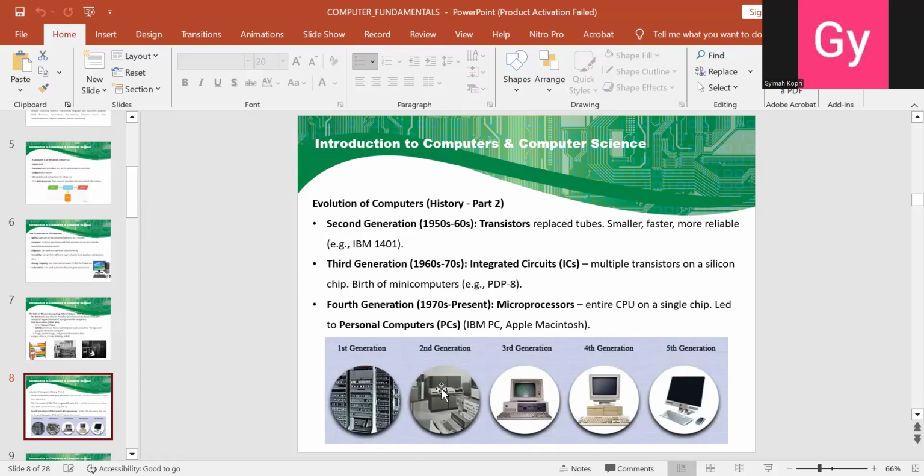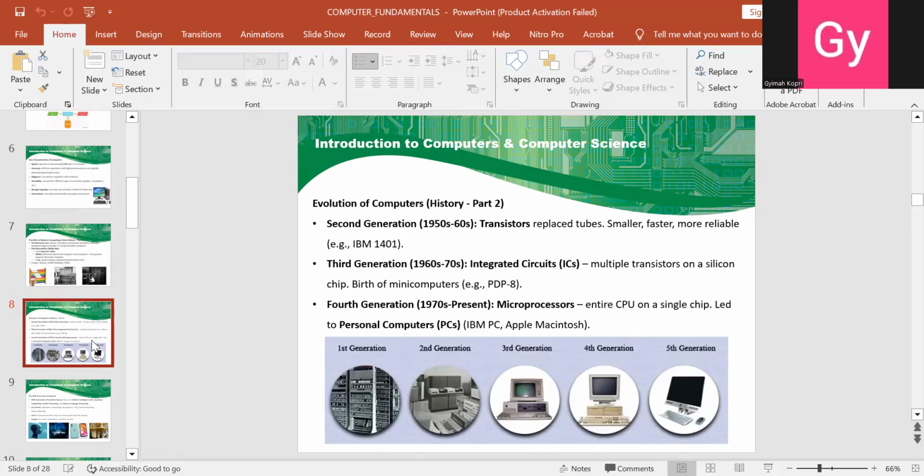So look at the way the transition was made. We said at first they were what? Mechanical systems. Then the first generation came, we're having vacuum tubes, second generation transistors, third generation integrated circuits, then the fourth generation microprocessors. So examples of these PCs are just the personal computers that we are having today, IBM PC, Apple, Macintosh, and all those kind of things, Lenovo and whatever.